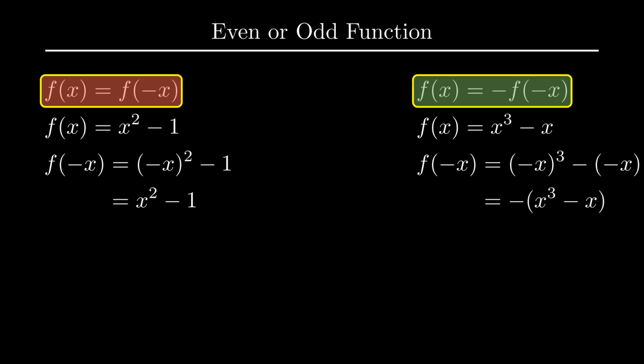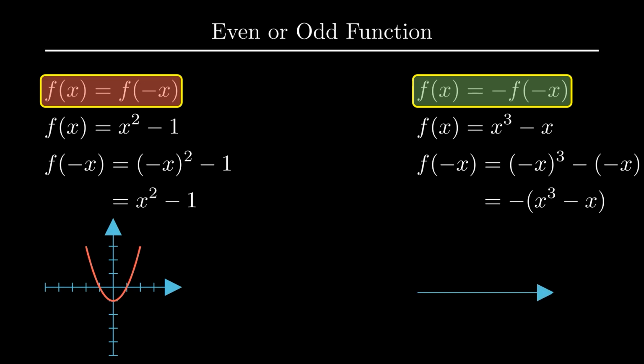We can also tell if a function is even or odd by looking at its graph. If a graph is symmetric about the y-axis, then the function is even. And as you can see, the graph of this function is indeed symmetric about the y-axis. If you are not familiar with the concept of symmetry, please refer to the second video in this playlist. We have covered this topic in detail in that video. The link to the video is provided in the description below.